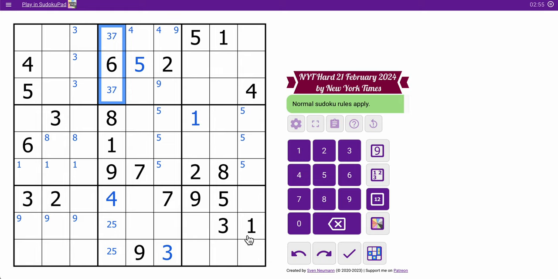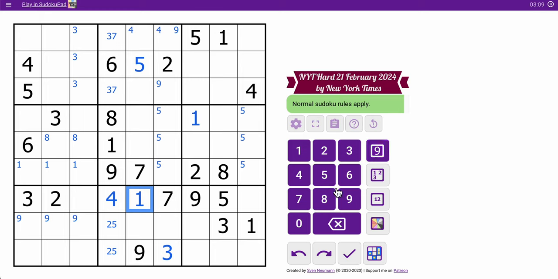Okay, box 8 looks rather filled. There's only 3 spots left. I need 1, something, and 8. 1, 6, and 8. Neither of these can be 1, so that's a 1. Okay, this is 6, 8 as a pair.